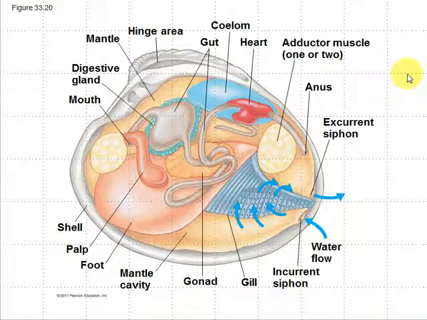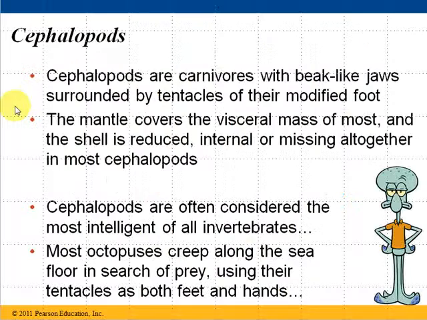So much more complex than some of the other creatures that we've looked at. Finally, moving on to the most complex of the mollusks, this will be the cephalopods. Cephalopods are by far the most intelligent and complex of the mollusks and creatures we've looked at thus far. They're carnivores. They have beak-like jaws surrounded by tentacles, which is basically their modified foot.